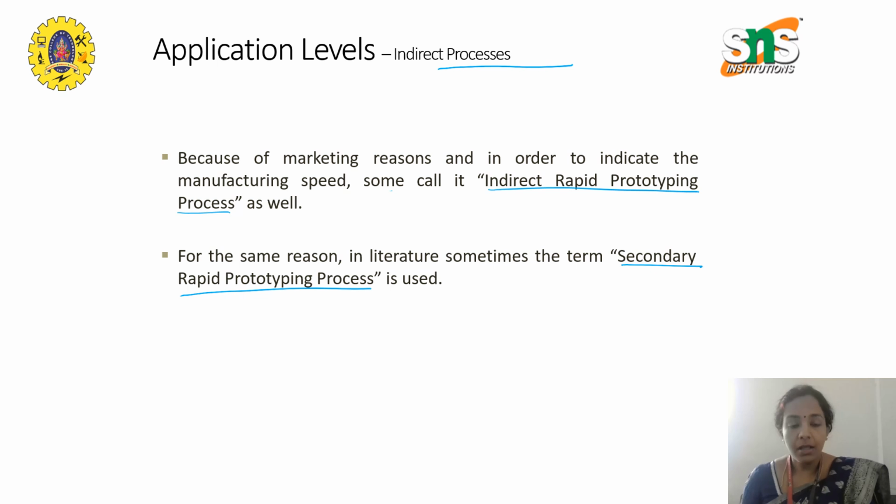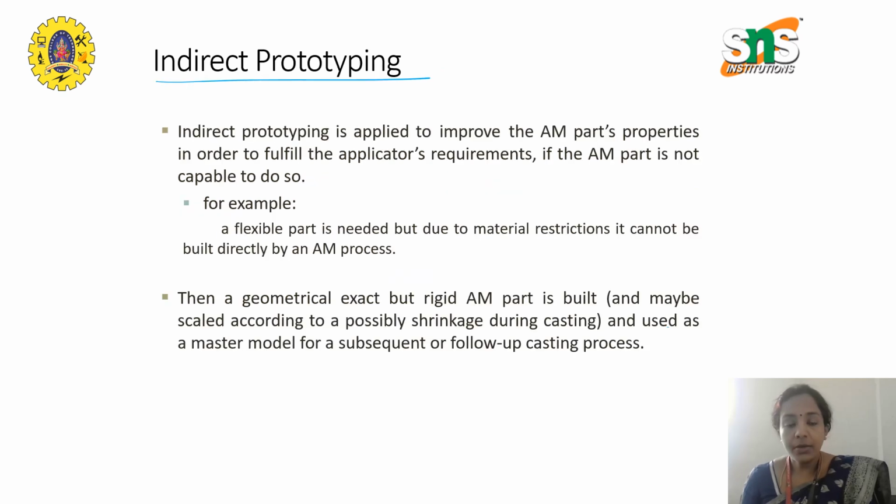indirect processes. Because of marketing reasons and in order to indicate the manufacturing speed, some call it the indirect rapid prototyping process as well. For the same reason, in literature, the term secondary rapid prototyping process is sometimes used. So this is an indirect process, because of which we say it is indirect. Indirect prototyping is applied to improve additive manufacturing part properties in order to fulfill the applicator's requirements.